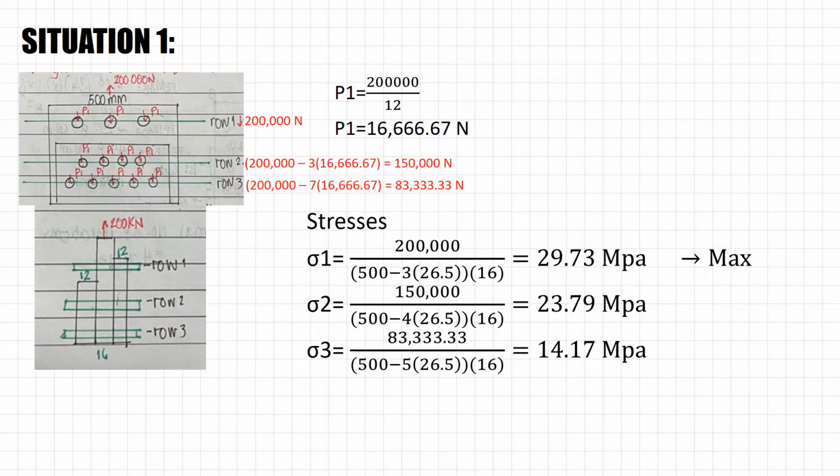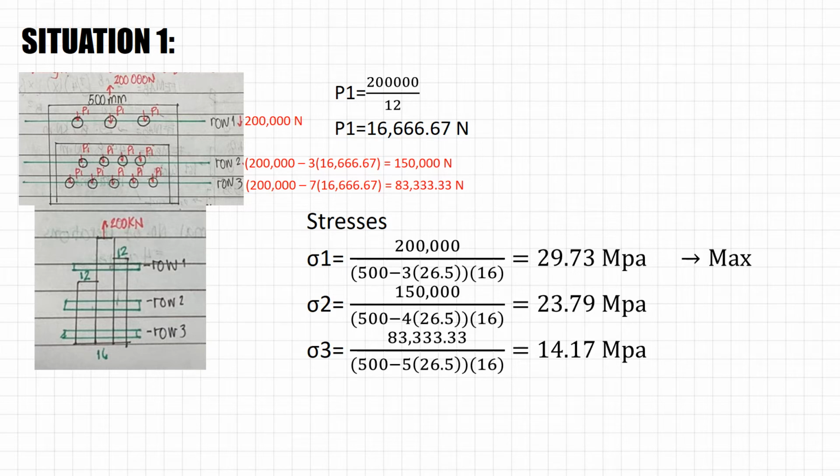So now, let's proceed to the solution. On the left we have a figure, and the problem says the 200,000 N load is equally divided among the rivets. So let's call this P1. P1 equals 200,000, the load, over 12, the number of rivets. So P1 is equal to 16,666.67 N. Row 1 carries the 200,000 N load, which is resisted by all of the rivets.